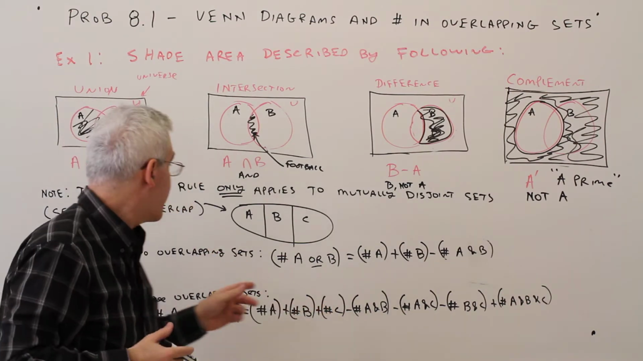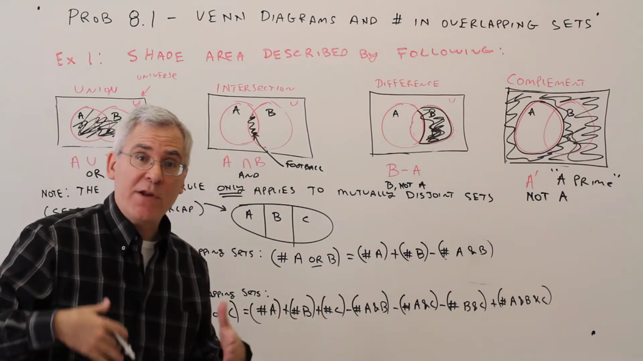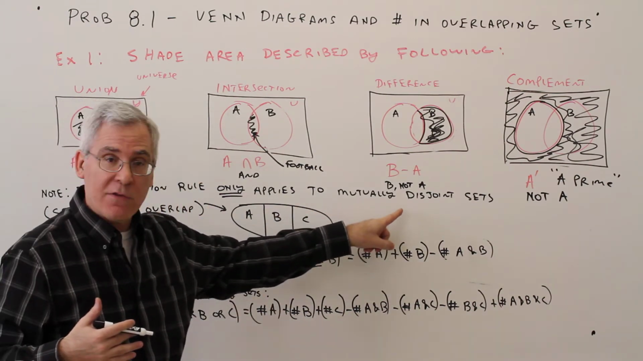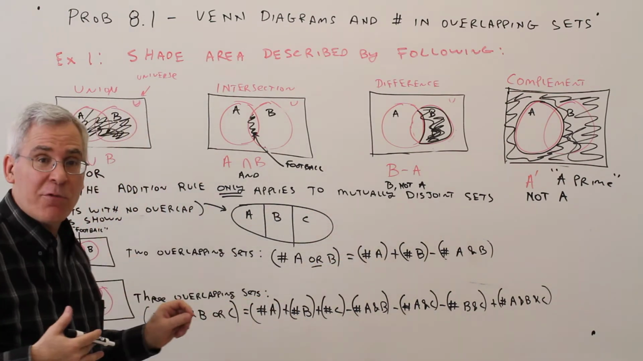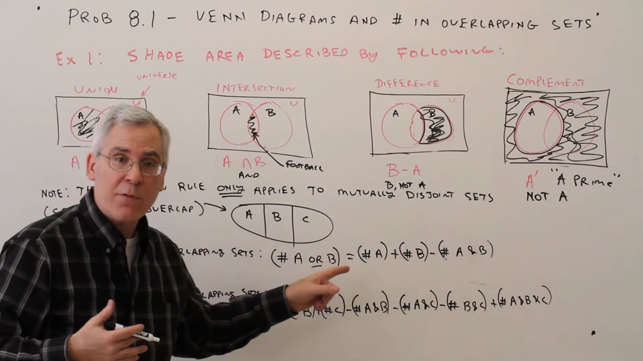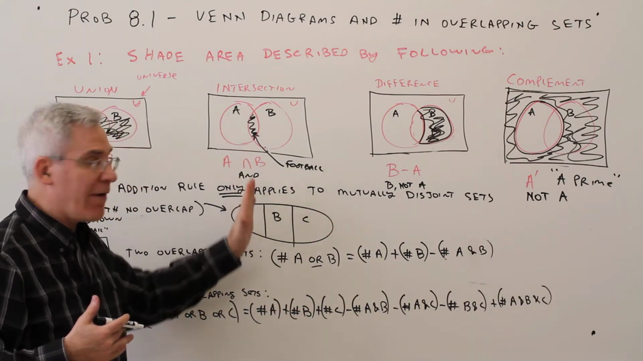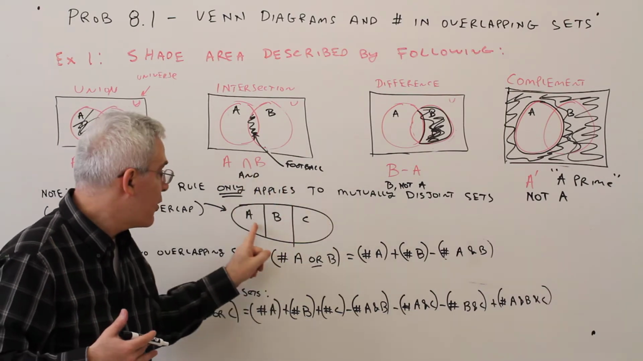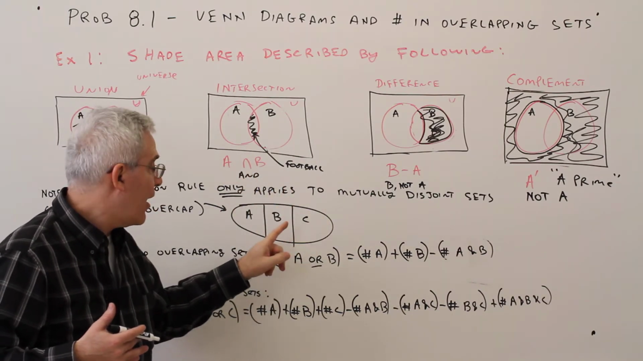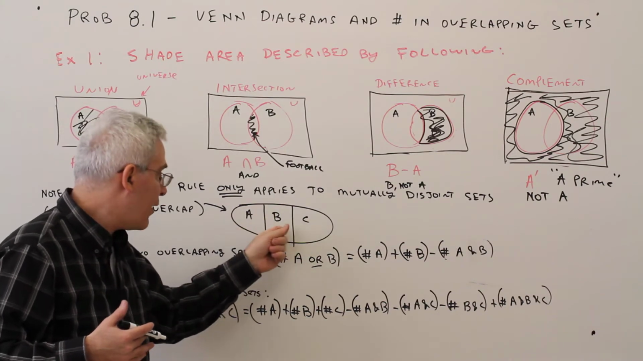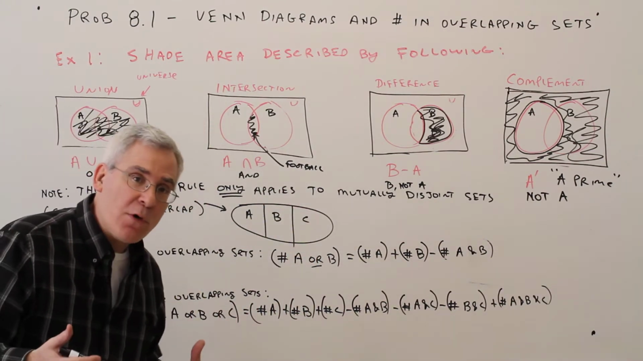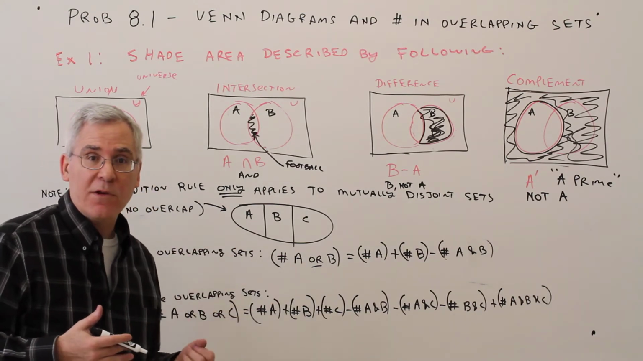Now let's make a note. The addition rule that we've been using before only applies to mutually disjoint sets. That's sets with no overlap. So in previous problems we've had the total and we've divided it up into either A, B, C, etc. Notice there's no overlap. And in those cases we could say this plus this equals the total. However, if there is overlap, we've got to use some different techniques.